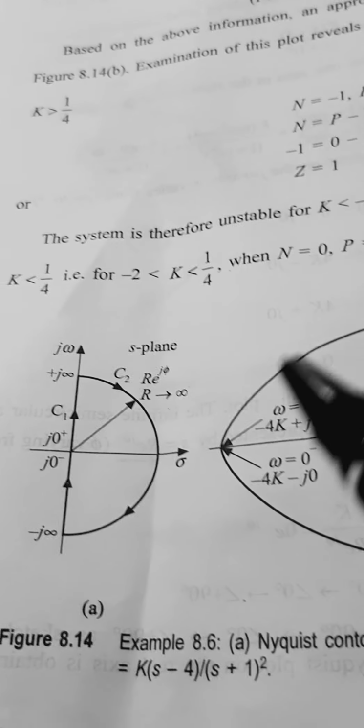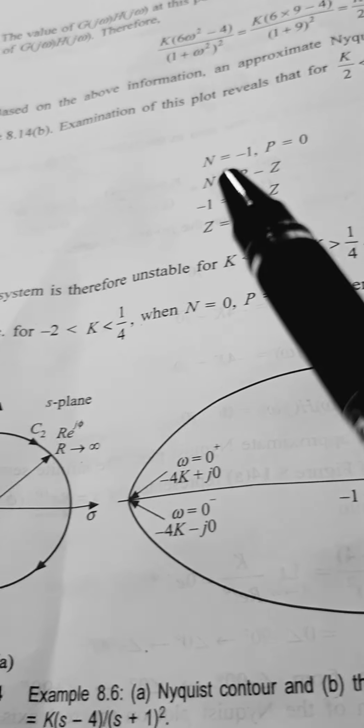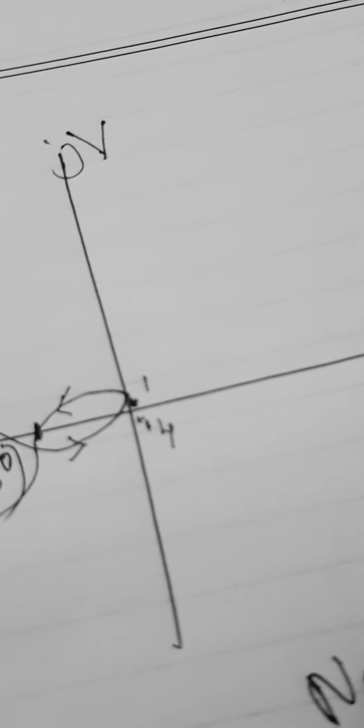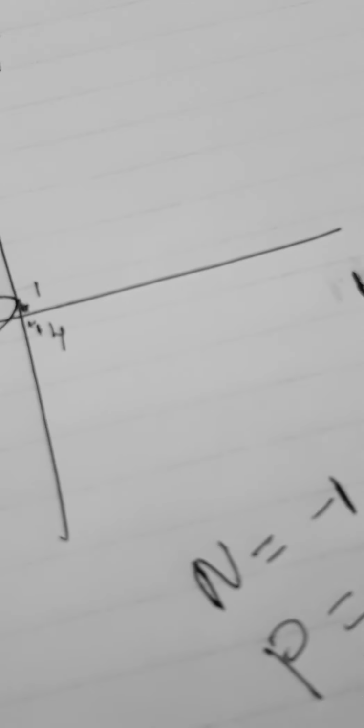Then you can see that there is a stability. Now that is one point. The system is therefore, then you can see there is a circle like this. So N is counterclockwise direction, N is -1, P is 0. So N is equal to P minus Z. So your -1 is equal to 0 minus Z. So Z is equal to 1. So you can see that it is unstable.